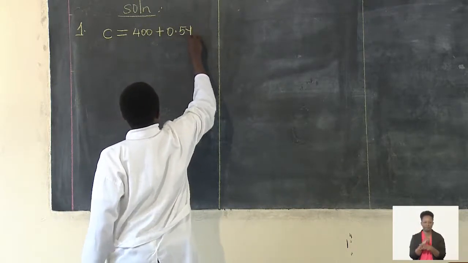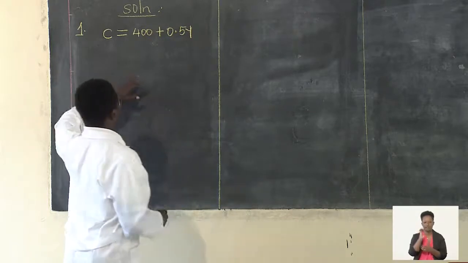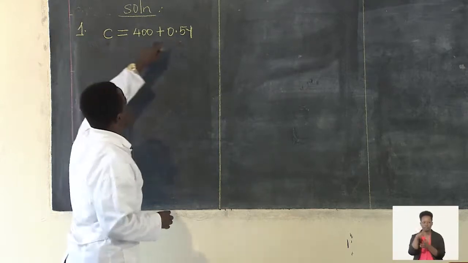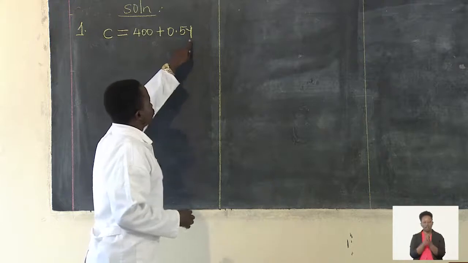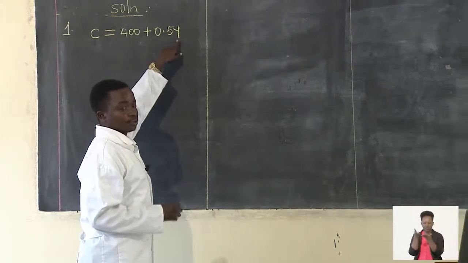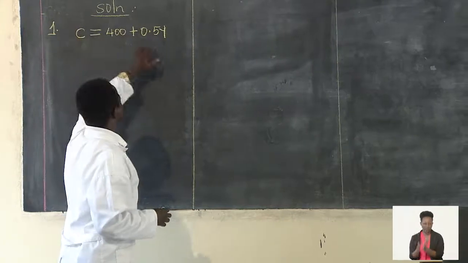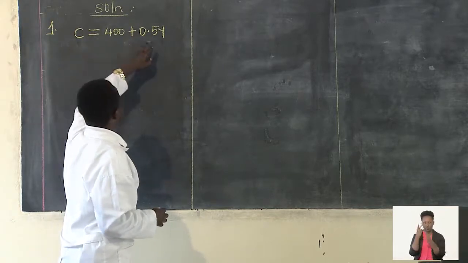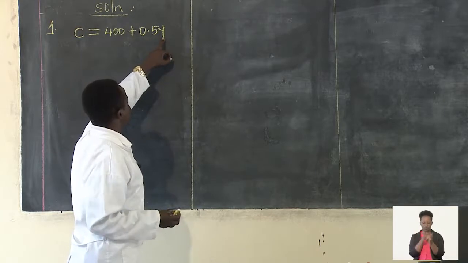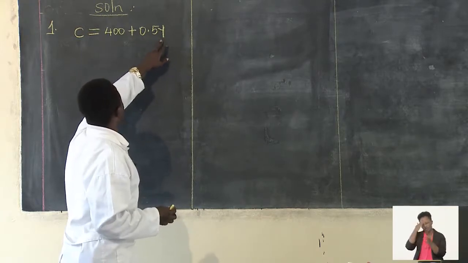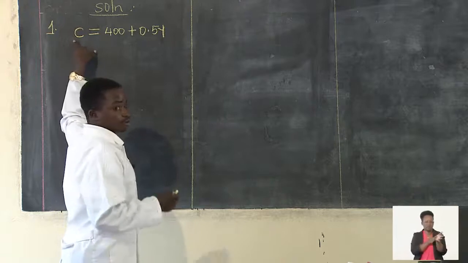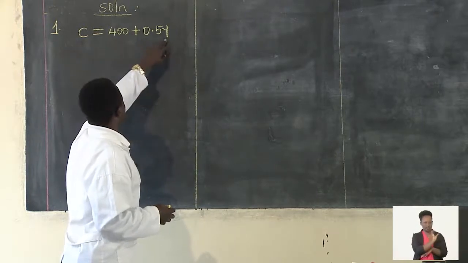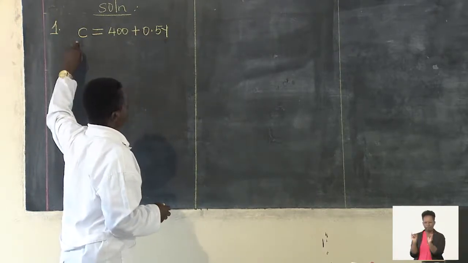0.5Y. So this is an equation that we have been given whereby C represents the consumption expenditure and Y represents the consumer's disposable income. So this is the linear equation that we have, which relates the two variables, consumption expenditure and the income of the consumer. And you all know that the income of the consumer influences the consumption expenditure. So this is an independent variable, and this is a dependent variable.